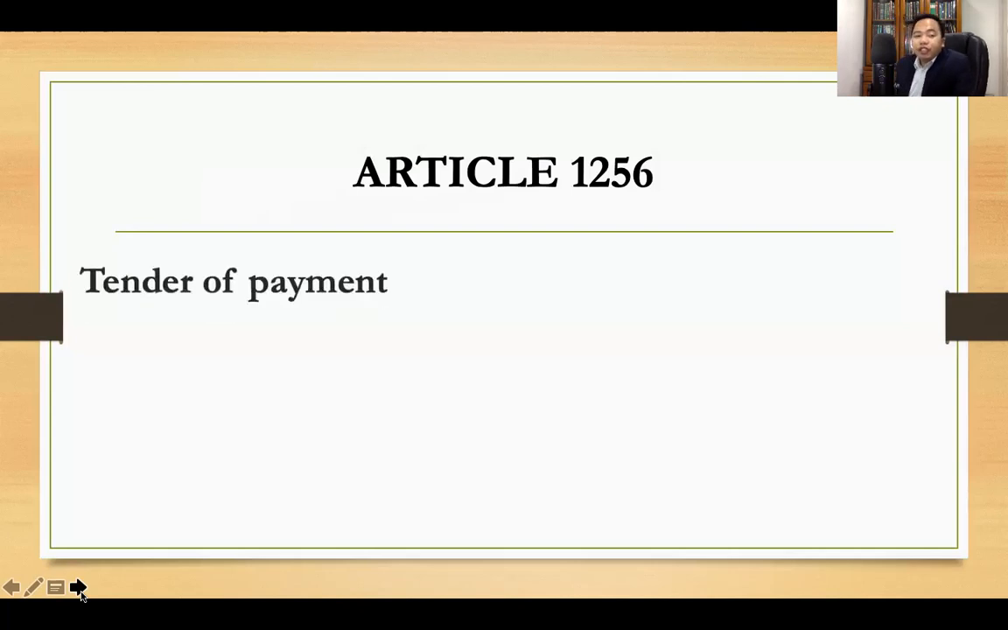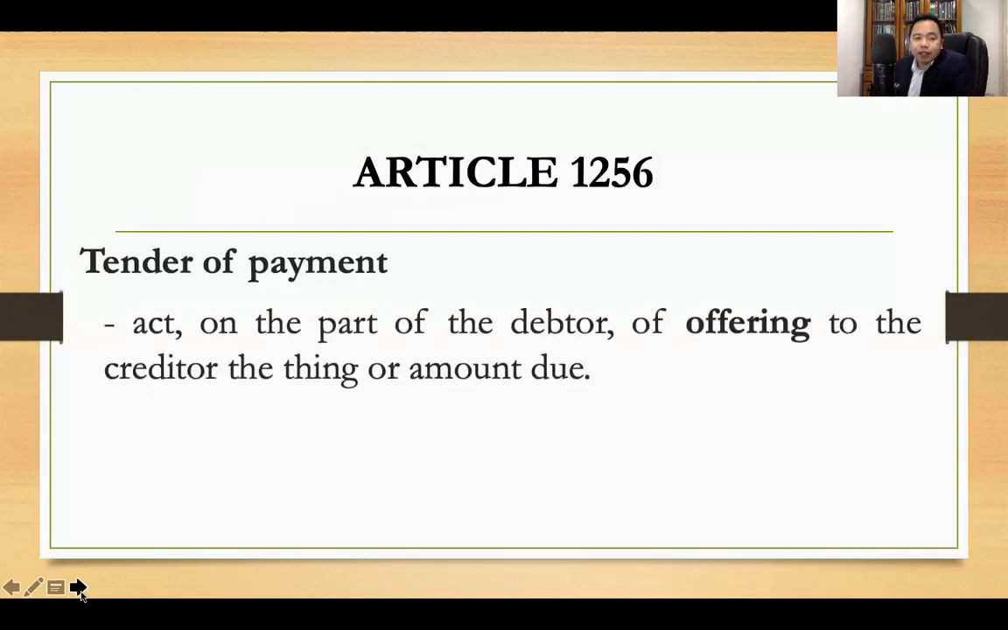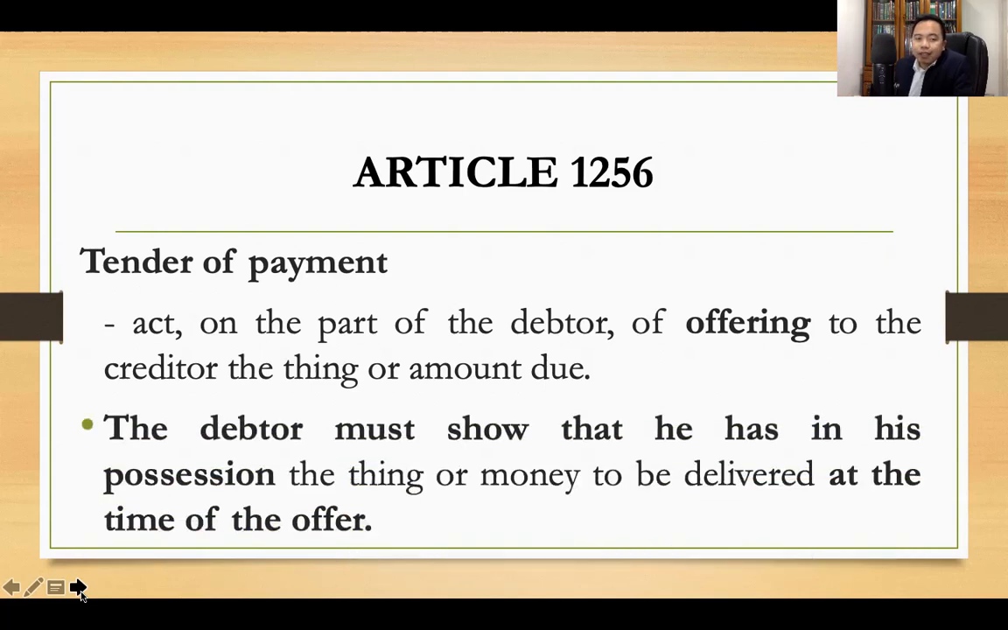Article 1256, tender of payment. Tender of payment is an act on the part of the debtor of offering to the creditor the thing or amount due. So when you say tender, it means offer. Now, offering to the creditor the thing or amount due. The debtor must show that he has in his possession the thing or money to be delivered at the time of the offer.